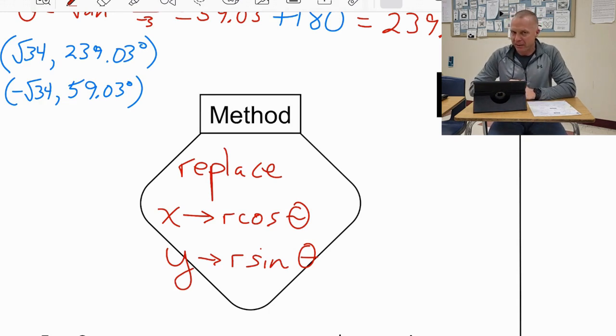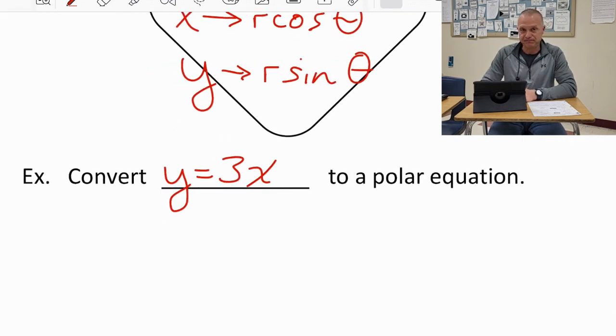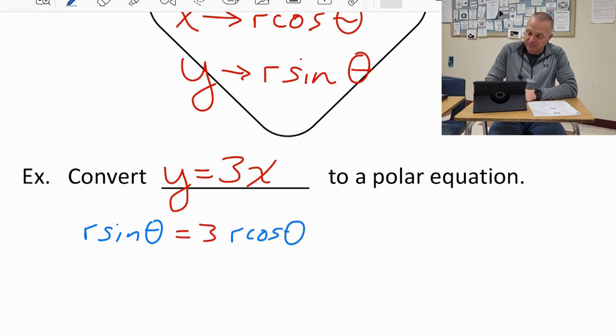Now, equations are a little more varied, aren't they? There's kind of like more options. So we have a couple more examples to work through here. When you're ready, we're going to convert y equals 3x, which, just note, is a rectangular equation. It's got x and y. We're going to convert that to a polar equation. How are we going to do that? We're going to replace y with r sine of theta, and we're going to replace x with r cosine of theta. Now, this looks a little different than the circle that we got on the back. I'm pretty sure it's not going to be a circle, but let's try to simplify it.